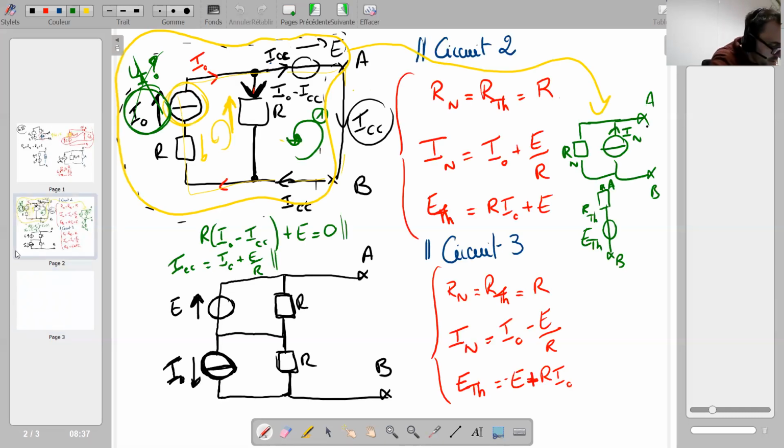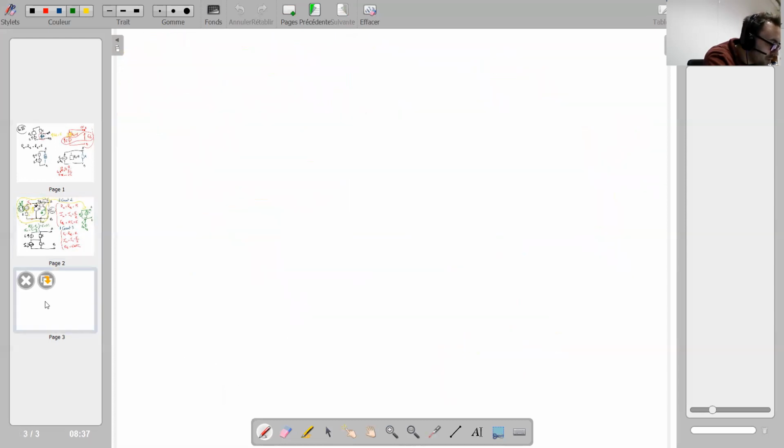Question on circuit 3. Everybody was able to find the right model and values? I mean, I got the opposite, but you said it was normal. Yeah, it depends on the direction you picked for looking for either ETH or IN. So maybe I picked the opposite direction, so that's fine. So if there is no question, we can move to the next circuit.